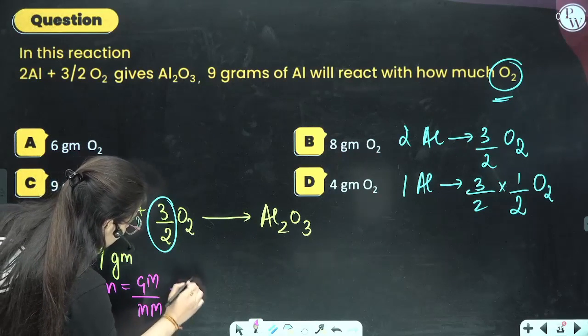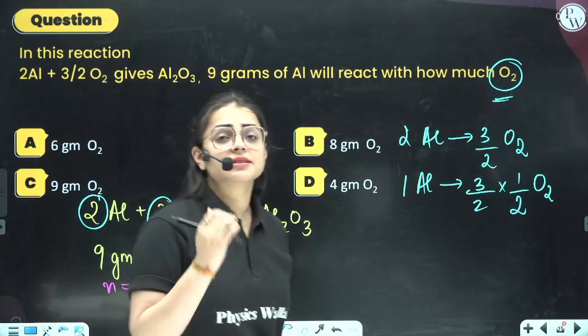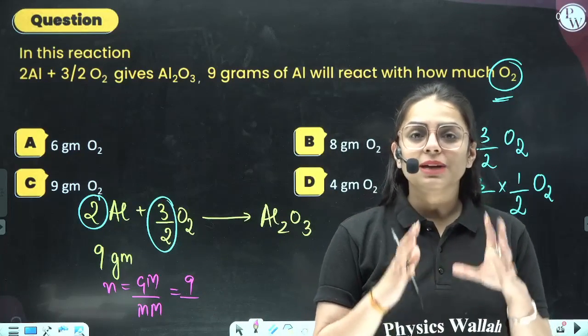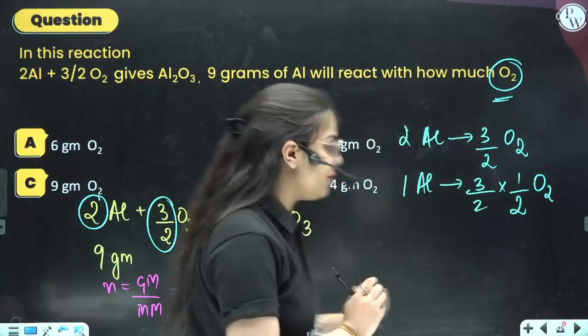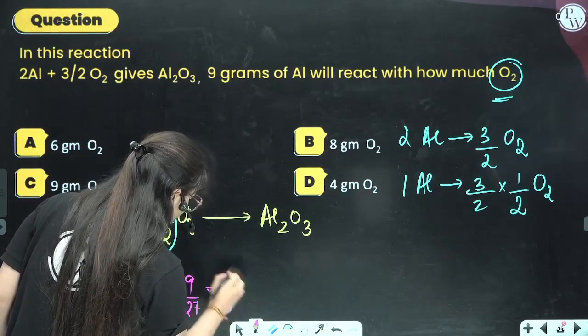What is the given mass? 9 grams. What is the molecular mass now? If we are talking about an element, it has an atomic mass. If we are talking about a molecule, it has a molecular mass. Aluminium has an atomic mass of 27. So, we'll get 1 by 3 moles.